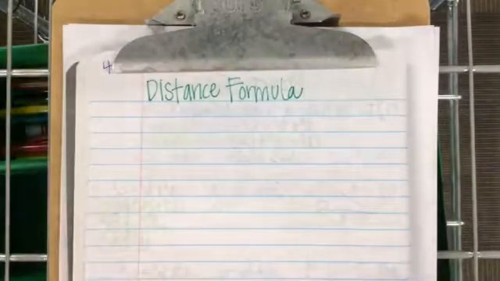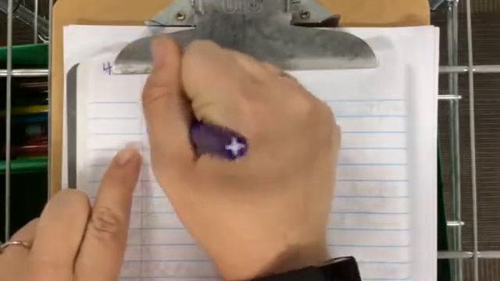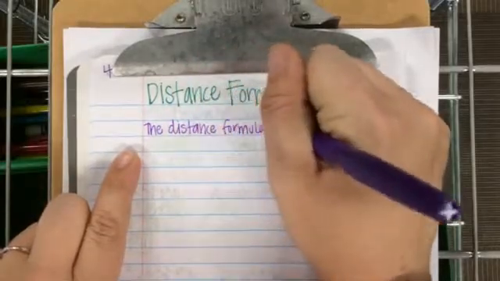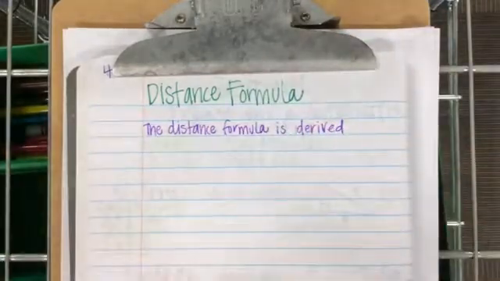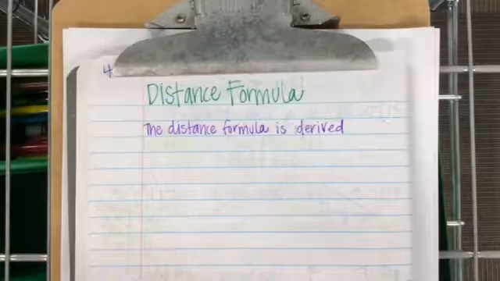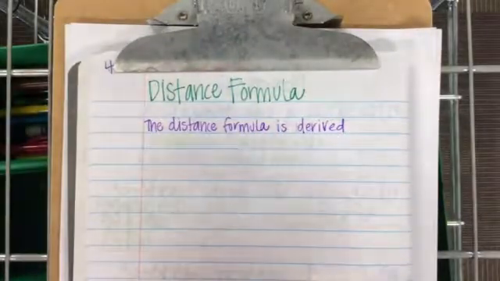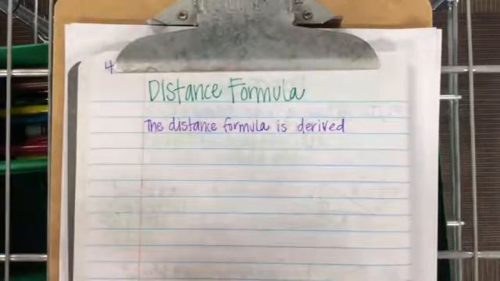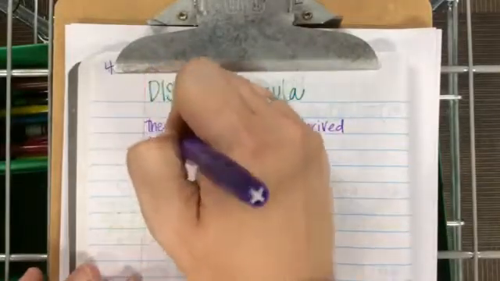So if we're going to define the distance formula, we say the distance formula is derived. What does derived mean? What do you think derived means, Brad? It's kind of like from something. Yeah, it's created from it, right? It started out and we did some manipulation and we ended up with something different. But it came from that. So the Pythagorean theorem is what it's derived from.